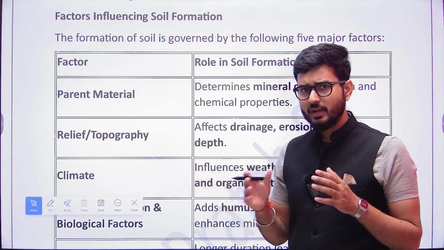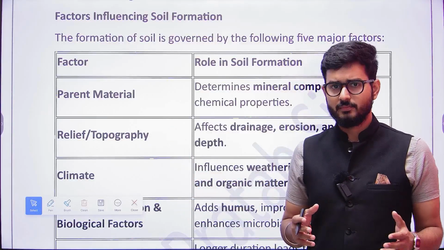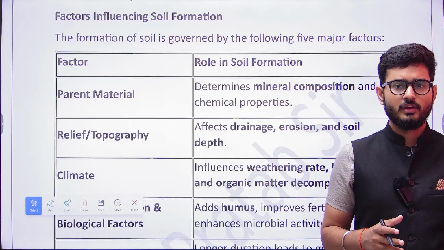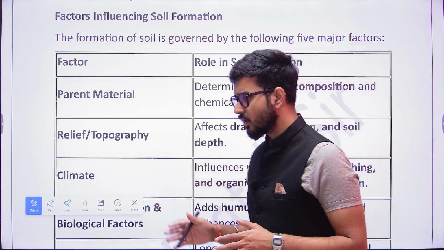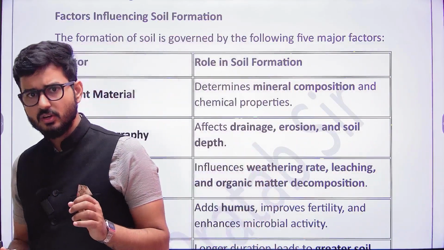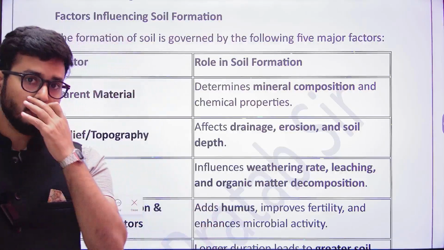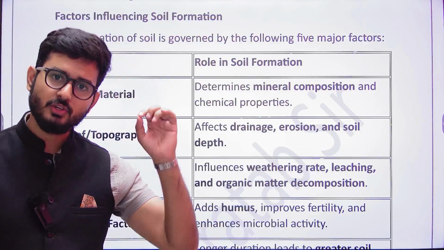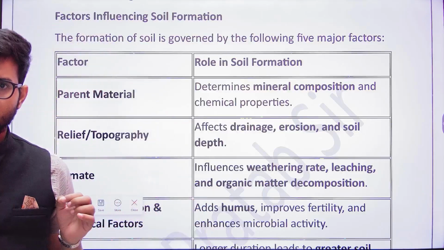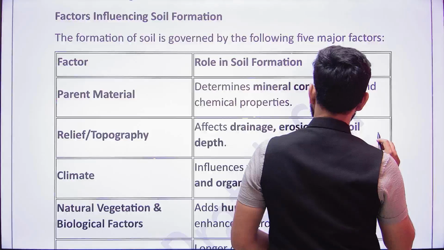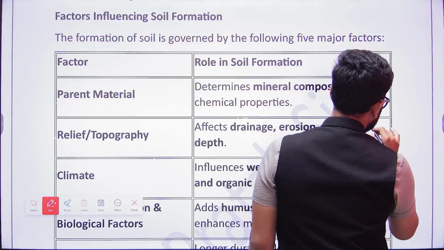Apart from that, where the rock is being weathered matters. For example, if the rock is being weathered on a slope, okay, the soil that will be created is going to be very thin. Let me just tell you here, let me just create this diagram.